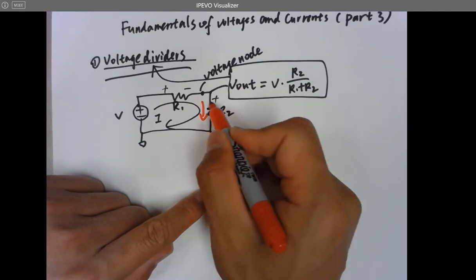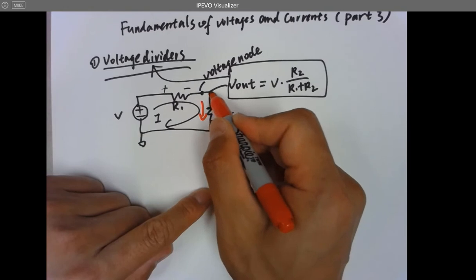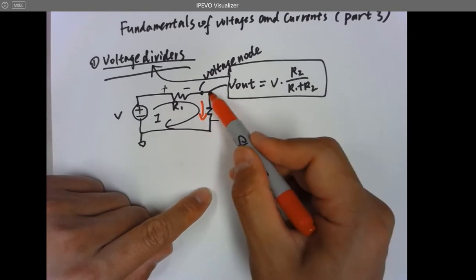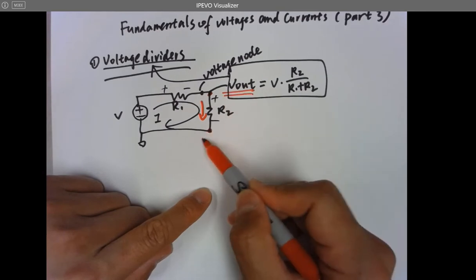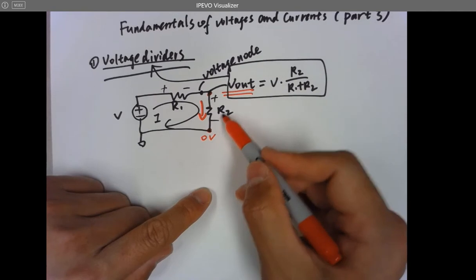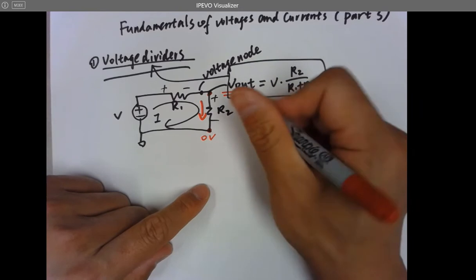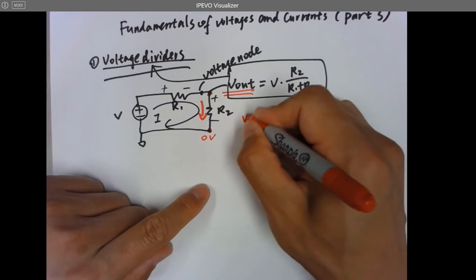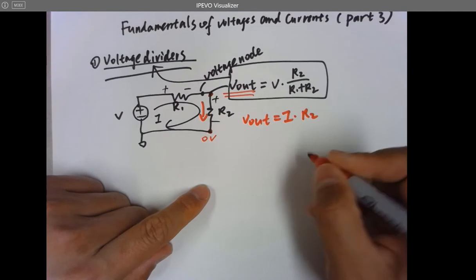Because the terminal of R2 is shorted to VL. If you compare this terminal to this terminal, it's exactly comparing Vout to 0 volts. So the potential drop across R2 is exactly Vout. So VL is equal to I times R2, right?